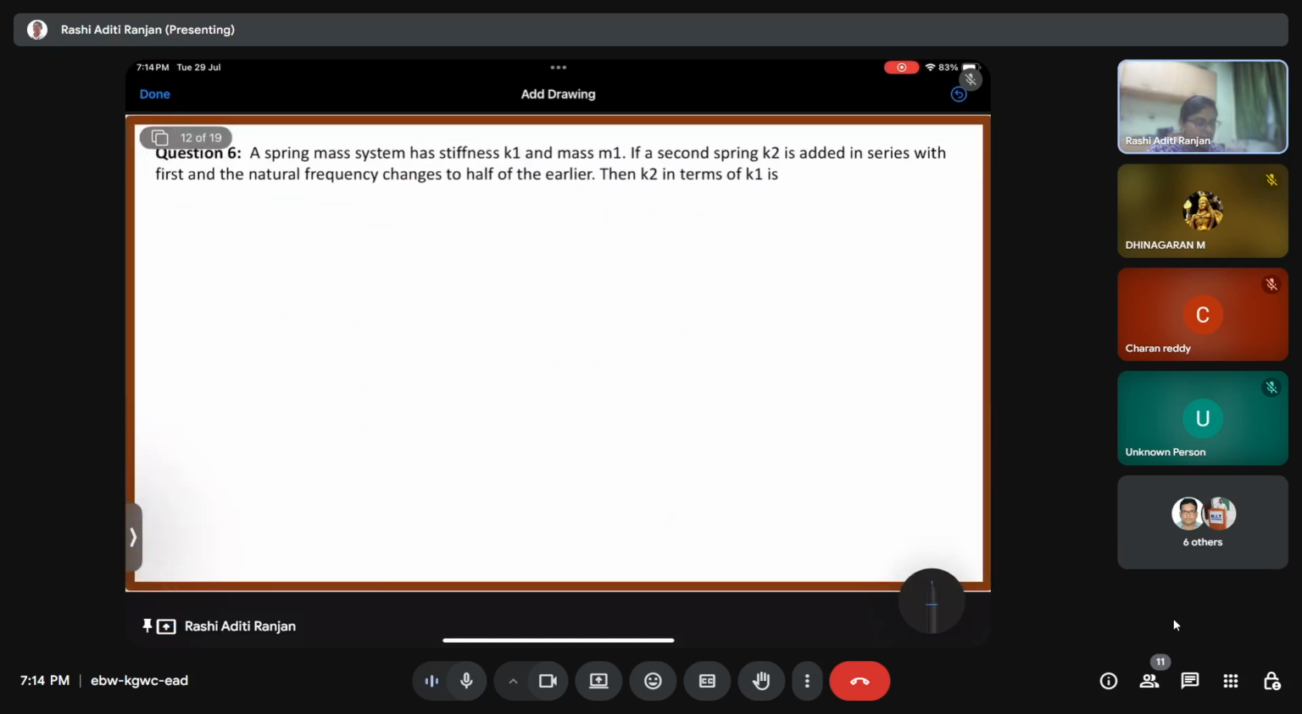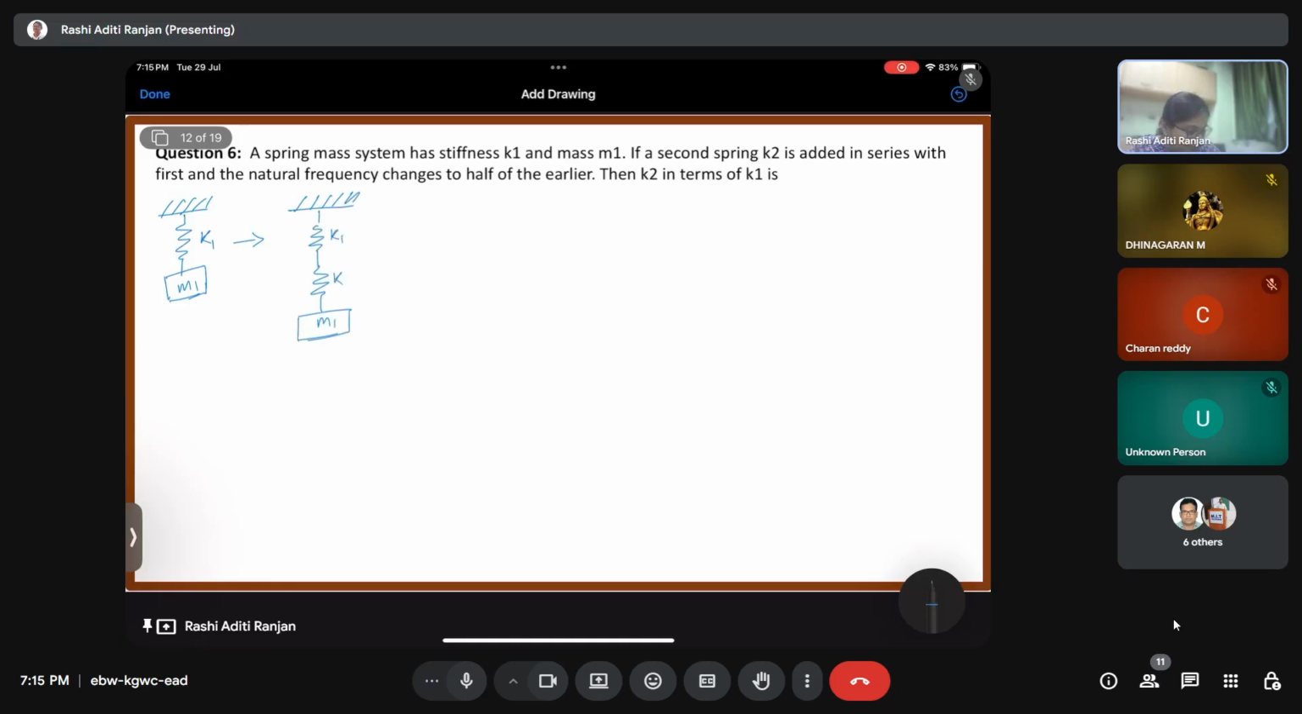So coming on to question number 6, which asks that a spring mass system has stiffness K1 and mass M1. Okay, we'll make it first. We have a spring mass system. There's a mass M1, K1. If a second spring K2 is added in series with the first, and the natural frequency changes to half of the earlier, then K2 in terms of K1 is. Okay. So this is transformed into some other system such that this K1 now has a K2 with it, and then there is mass M1.